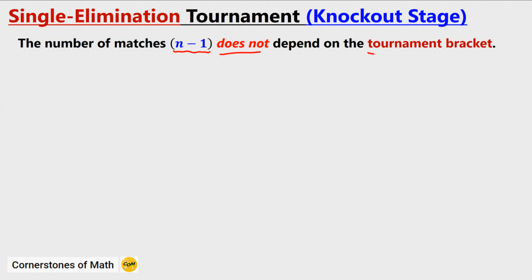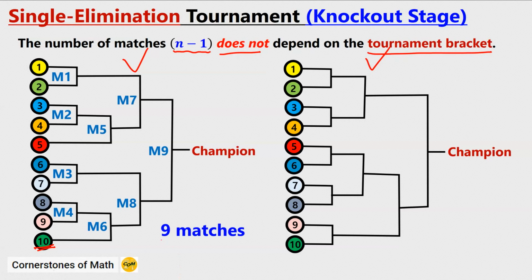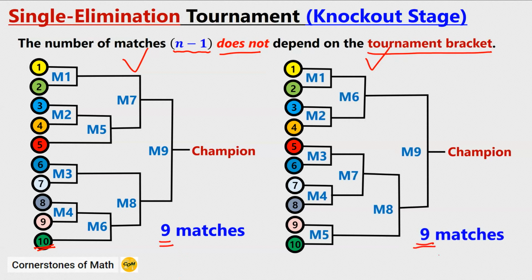Another important thing that I want to mention here, this number of matches, n-1, does not depend on the tournament bracket. For example, if the number of teams is 10, then when it comes to the number of matches, it does not matter whether we use the tournament bracket on the left or the tournament bracket on the right. The number of matches will always be 9, which is 10 minus 1.